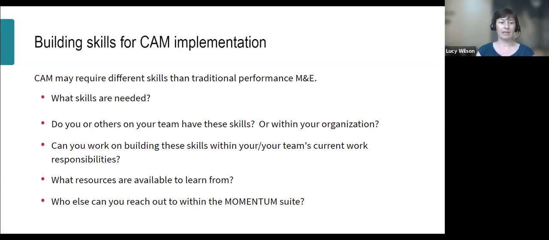In the next couple of slides, we'll walk through some of the skills needed for complexity-aware monitoring that might be different from traditional performance M&E. I want to emphasize that you don't have to have all of these skills yourself today. There may be others within your team or organization who have the skills and with whom you can collaborate. And you can work on expanding these skills within yourself and your team. We'll talk about some resources to do that. You can also reach out to others within the Momentum suite, as we want to be building your cross-project networks. Next.